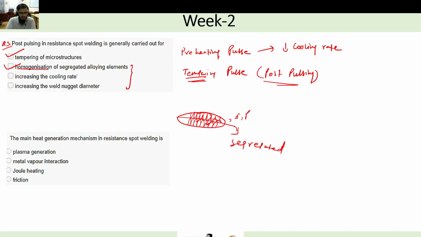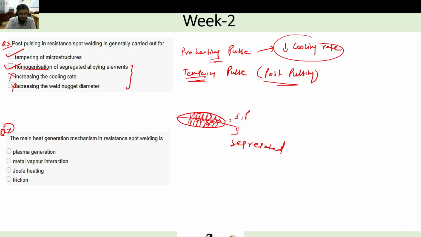Increasing the cooling rate, no, this is not the purpose, because the cooling rate is already governed by the preheating. This preheating will reduce the cooling rate. Increasing the weld nugget diameter, the nugget diameter will not be affected, because for that you need a very high current to alter the nugget diameter. So I hope it is clear. Now you can come to question number 4.